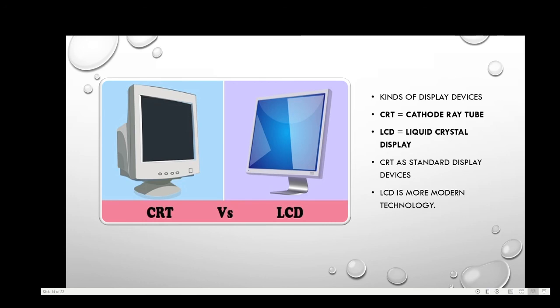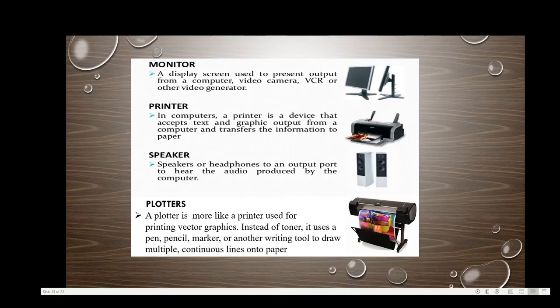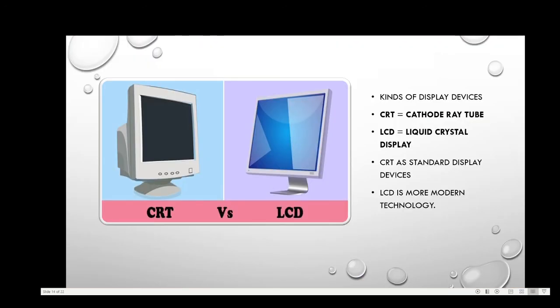Now, regarding the visual display unit, first we have the monitor. There are basically two different types of monitors, CRT and LCD. CRT is not actually used nowadays. It was the earlier kind of monitor that was used during the earlier days. CRT refers to cathode ray tube. Now we have all these LCD. LCD is liquid crystal display.